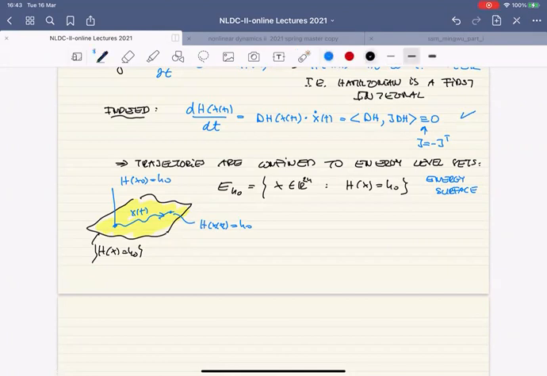So first I say what this is. This is then an invariant set. That's what we have called it. Okay, but is this a surface? Is it really smooth? And this whole thing is taking place in R2n.